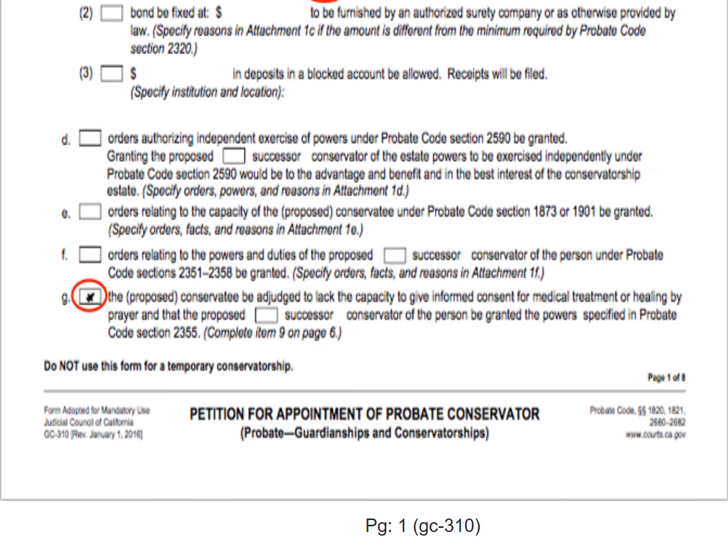At the bottom of page 1 of Form GC-310, the box should be checked next to item 1G. By checking this box, you are asking the court to make a determination that the conservatee lacks the capacity to give informed consent for medical treatment, and you are asking that the court give you the power to make medical decisions on their behalf.